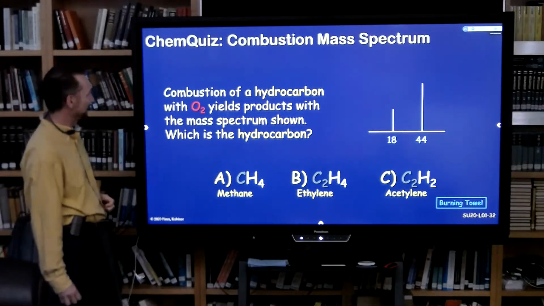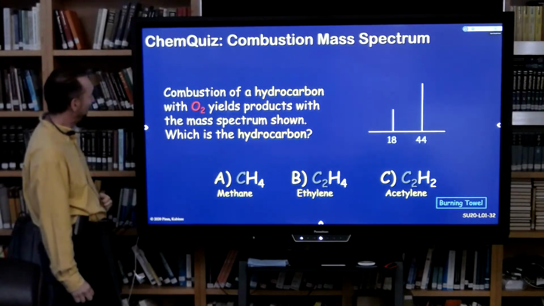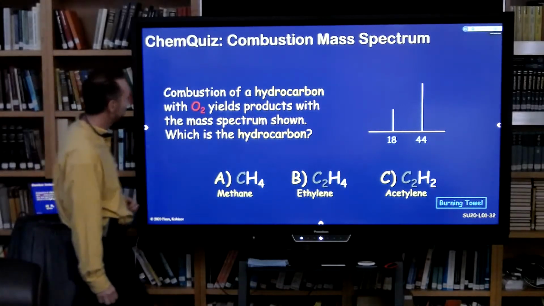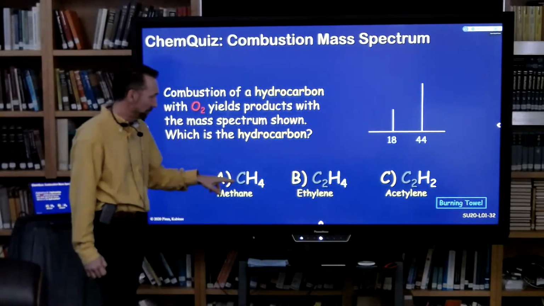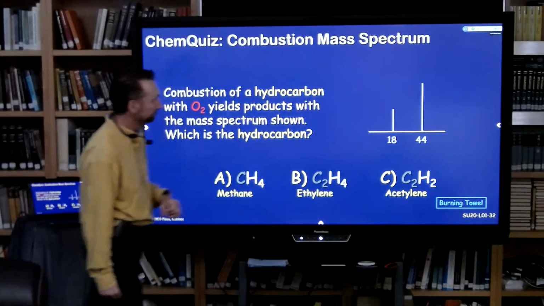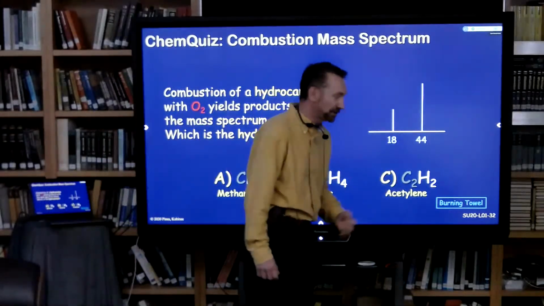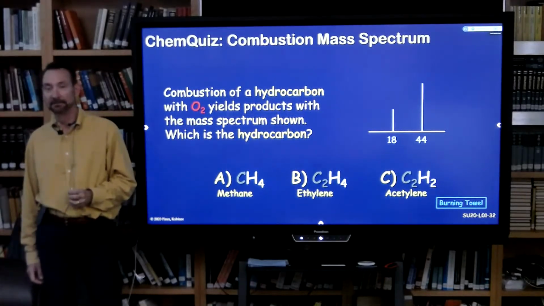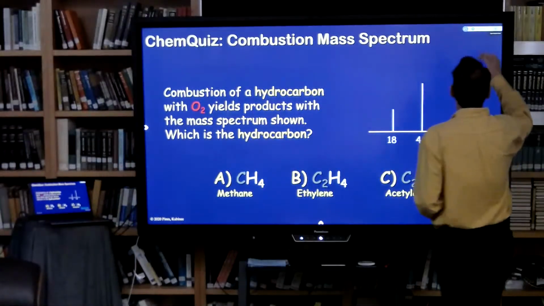Here's a combustion mass spectrum. So let's do this one. So the combustion of a hydrocarbon with oxygen yields the products with the mass spectra shown. So you do a combustion, you burn one of these in oxygen, and you get that mass spectrum. The question is, is that enough information? Can you tell which hydrocarbon that is that you burned? So think about that for a second, and we'll chat and take a vote.